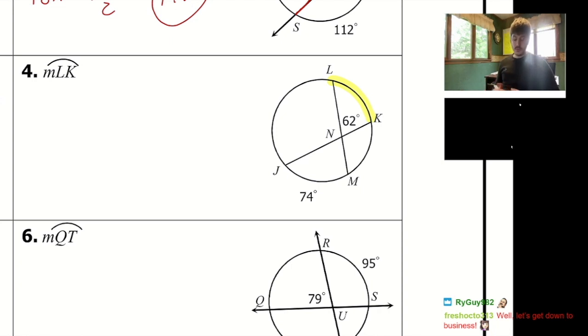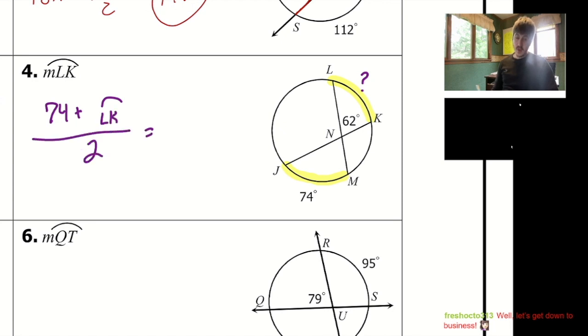Because remember what the rule says. It says if you add up the two corresponding arcs, which would be 74 and this unknown arc, you'd have to add those together. If we add those together, we have 74 plus an unknown. We don't know arc LK. If we divide it by 2, we know we're supposed to get those inside angles, which in this case is 62. So you'd set the whole thing equal to 62.